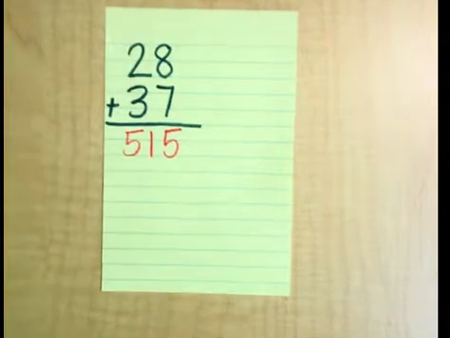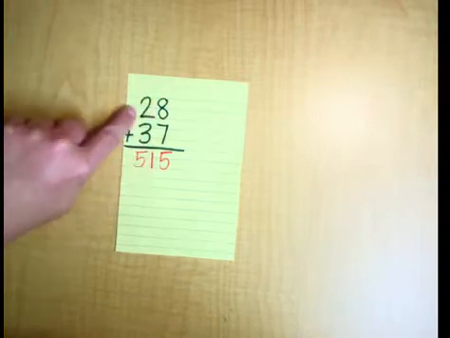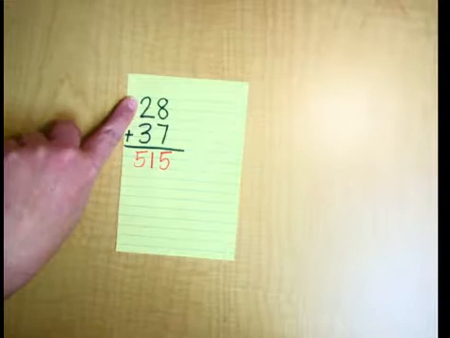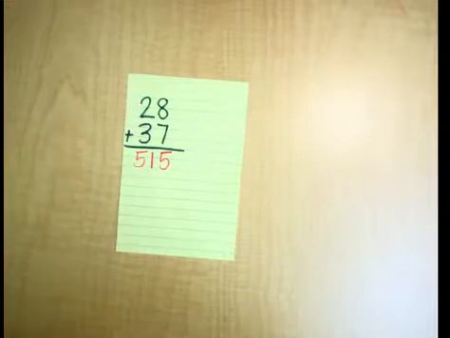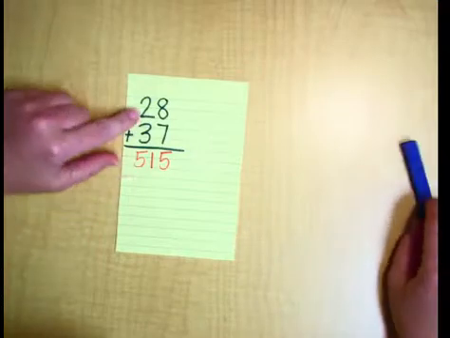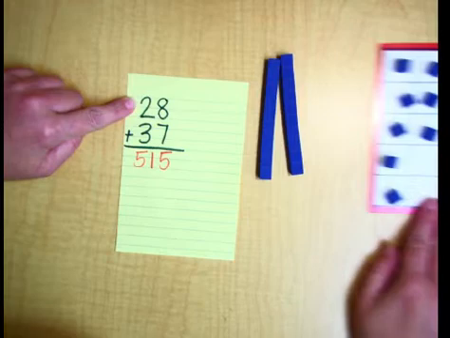I'm going to go back to my tools to see what's going on here. I know I did all the math right. 8 plus 7 is 15, and 2 tens plus 3 tens is 5, but that is not right. So I'm going to go back to our tools. I'm going to model the first number, 20, and then 8, right there.